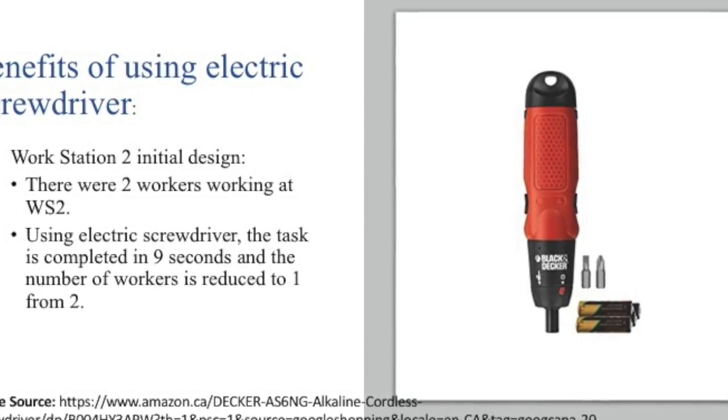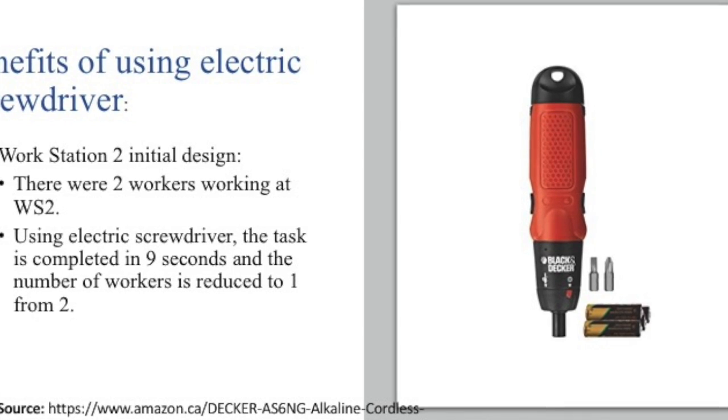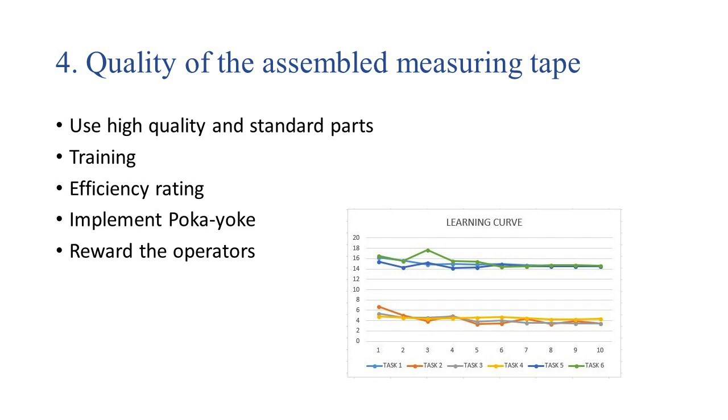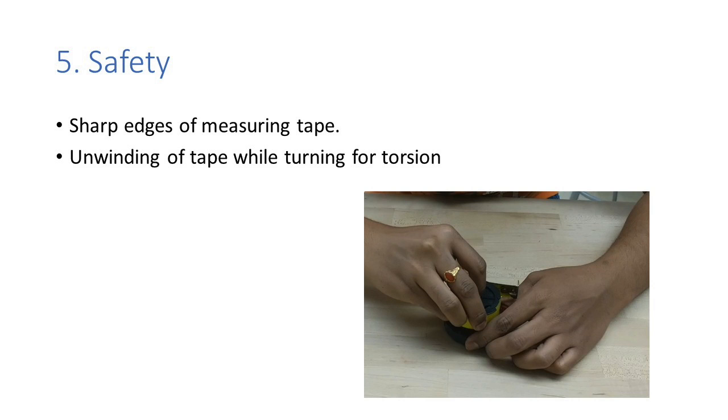By reducing the labor down to 2 operators, we will be able to cut costs and increase the assembly line efficiency. The quality of the assembled tapes can be greatly improved by using standard parts and also by providing periodic training to operators to improve the speed and accuracy in their tasks. The learning curve is shown above. Evaluate each operator's performance by giving an efficiency rating and also rewarding them based on the performance.